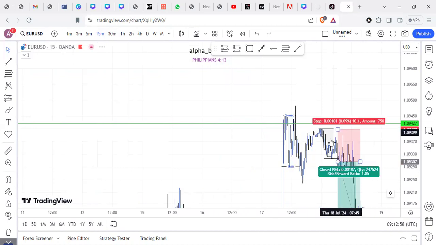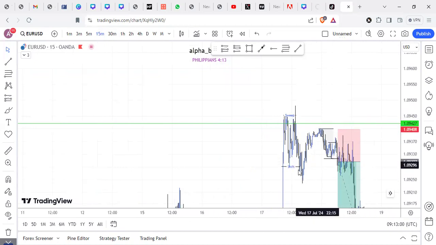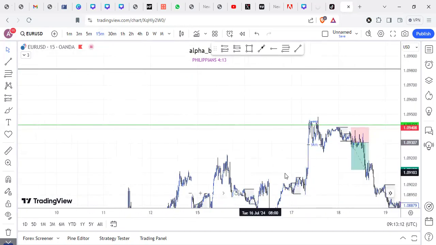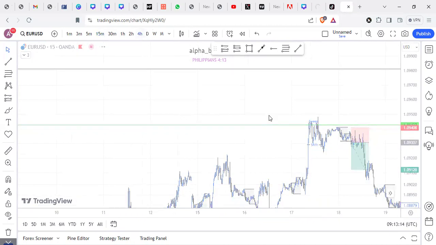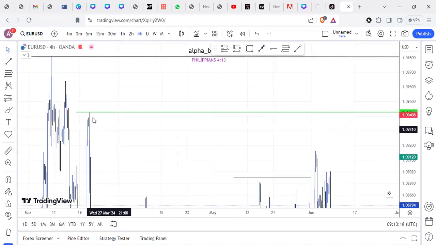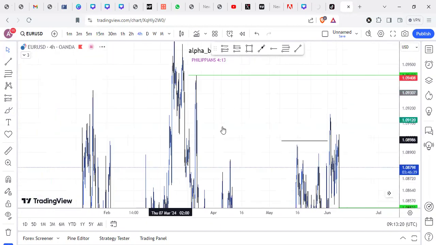You're only going to be looking for this whole entry model to play out at key areas, at higher time frame points of interest. So like in the case of Euro USD now, what did I do? I didn't just look for a sweep shift at a random place. I had to look for it on a 4-hour sweep of liquidity, right? This is the liquidity on the higher time frame, right?